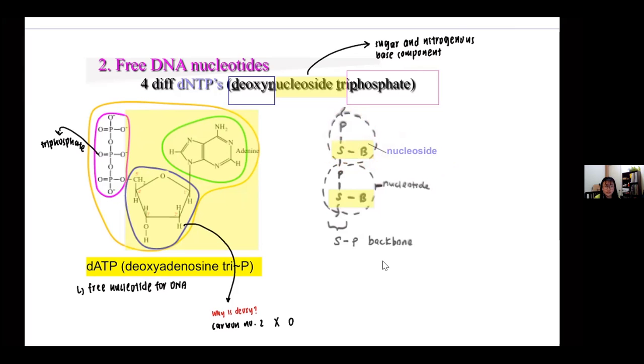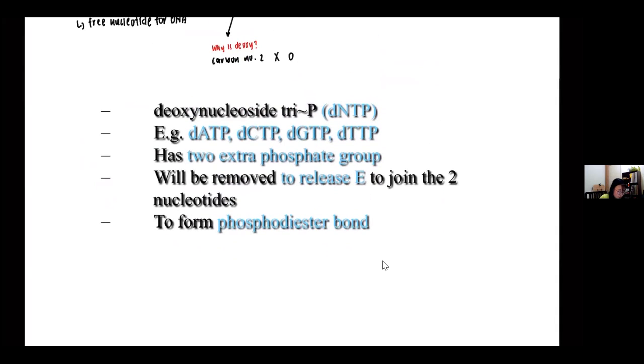And triphosphate, tri means three phosphates. So here there are 3 phosphates. So why are there 2 extra phosphates? The 2 extra phosphates will be removed to release energy to join the two nucleotides to form a phosphodiester bond.